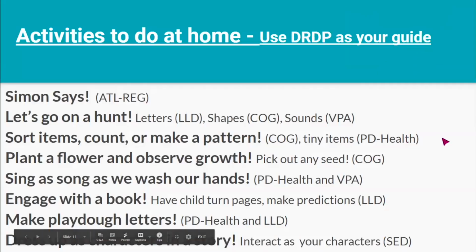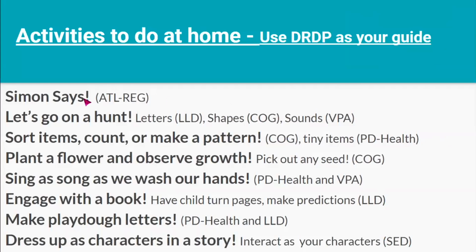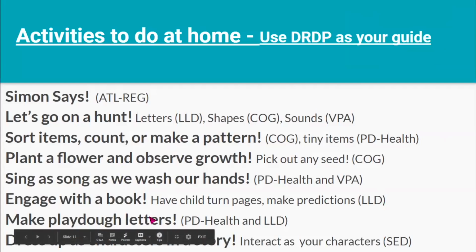So these are activities that you guys can do at home, using the DRDP as a guide. The domain is listed next to all of the activities, like Simon says, let's go on the hunt, sorting, counting, patterning, planting flowers and observing the growth, sing songs and then wash your hands, engaging with books, making Play-Doh letters.